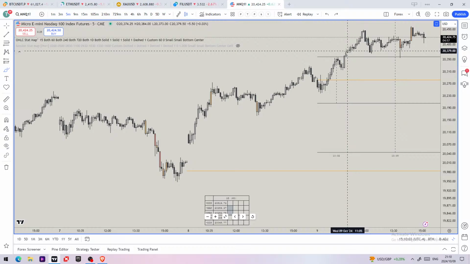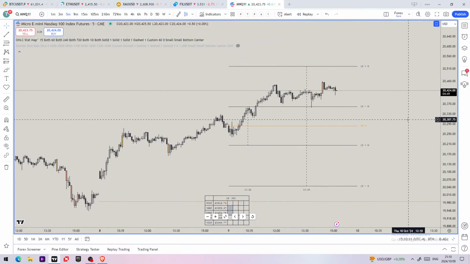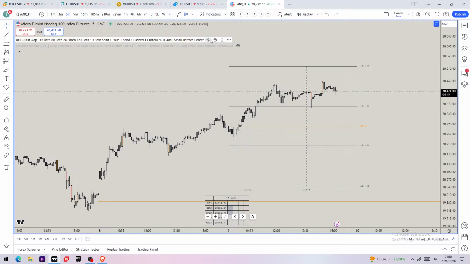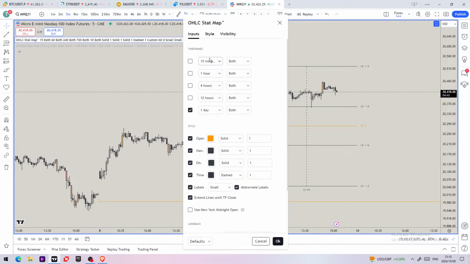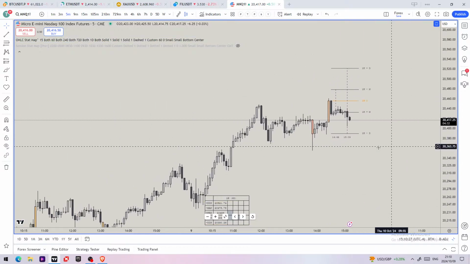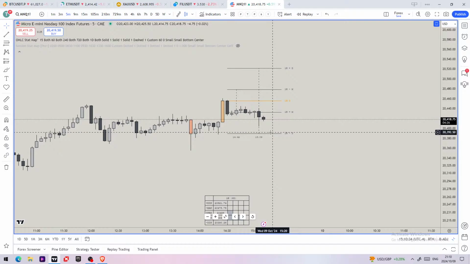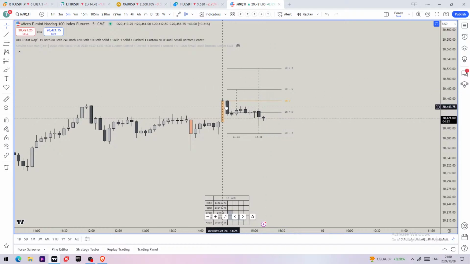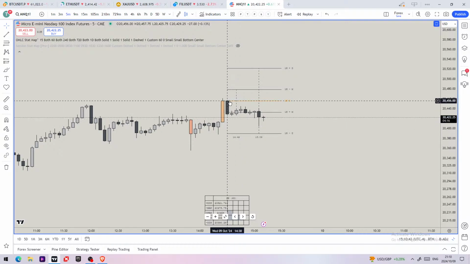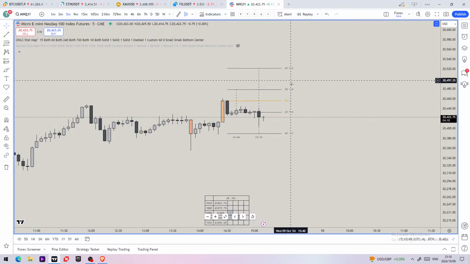Now, open, high, low, close Statmap is a static indicator in the sense that when you put the time frame into this indicator, whether it's daily, 12 hourly, 4 hourly, hourly, whatever it is, if I had this on an hourly instead of a daily, well, then it would give me the expectancy from the open of how big this hourly range could be in terms of manipulation and distribution levels above and below.